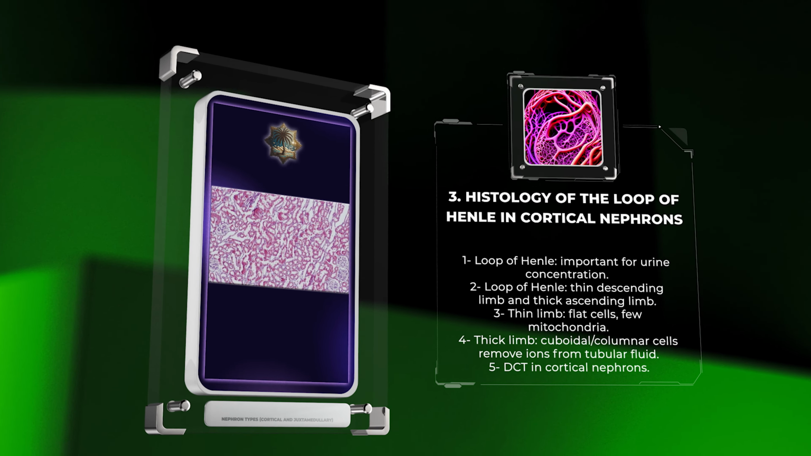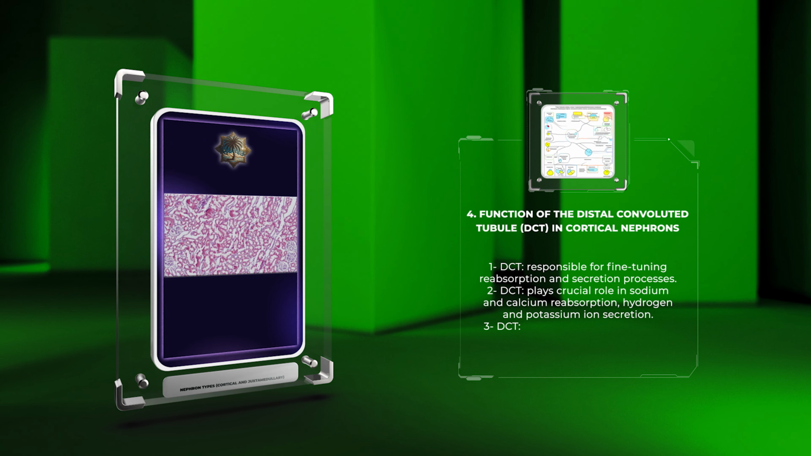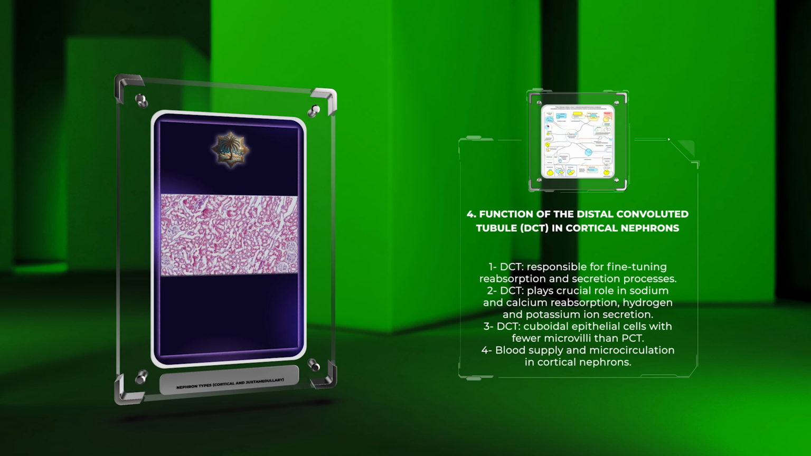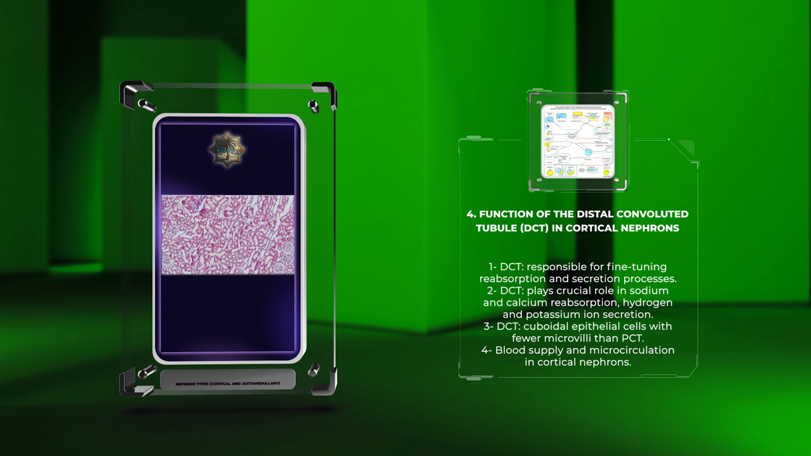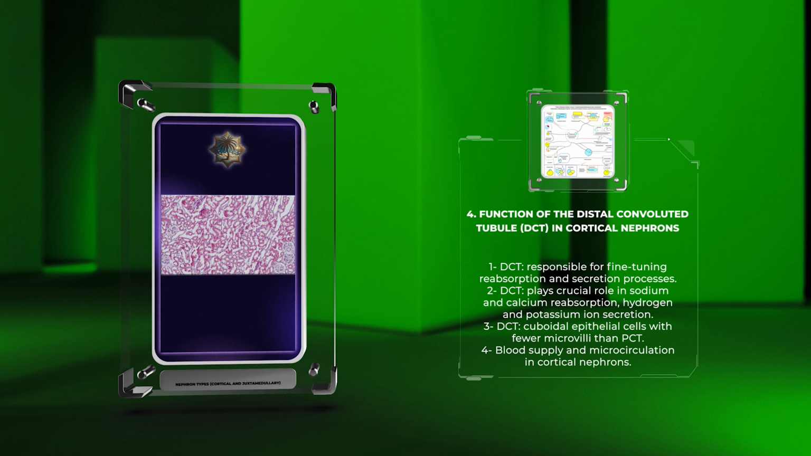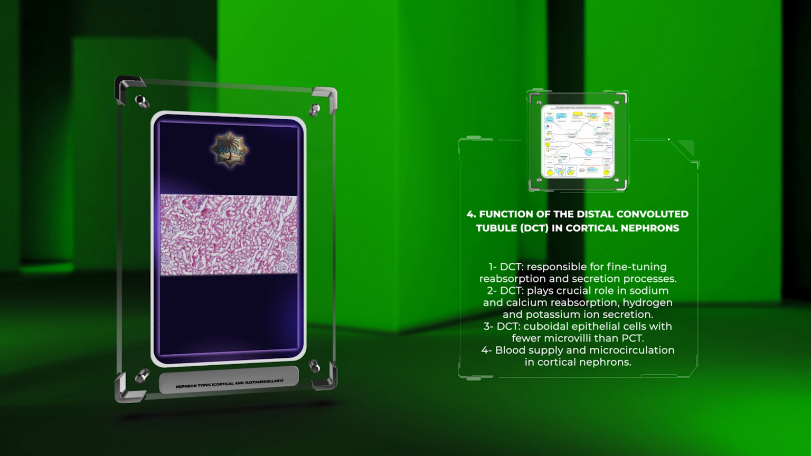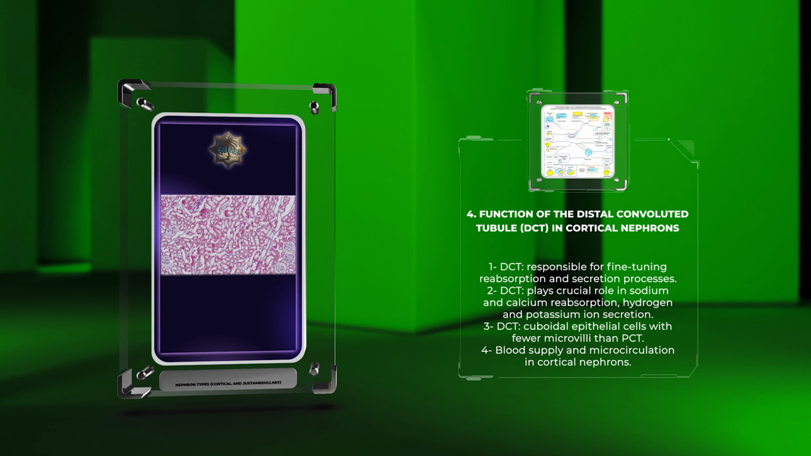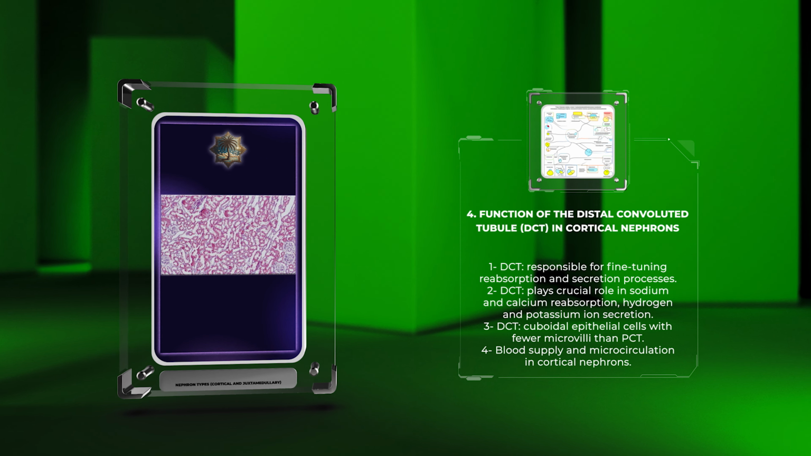We will cover the DCT in cortical nephrons next. The distal convoluted tubule, DCT, is responsible for fine-tuning the reabsorption and secretion processes initiated in earlier segments of the nephron. This segment plays a crucial role in electrolyte handling, particularly sodium and calcium reabsorption, while actively secreting hydrogen and potassium ions. The DCT's epithelial cells are cuboidal in shape and possess fewer microvilli than the PCT.